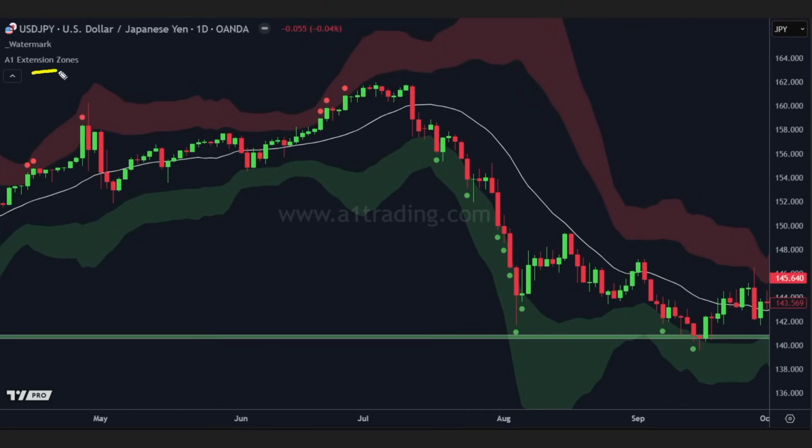What you're looking at, by the way, is an extension zones tool. I know I've shown this a couple times in the video. All it basically does is it uses a couple Bollinger Bands and creates some zones here.